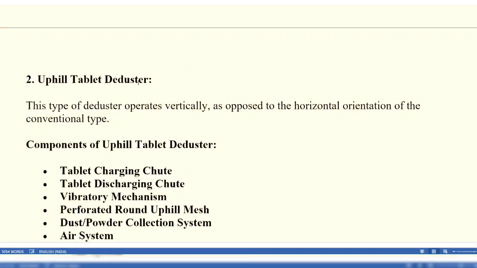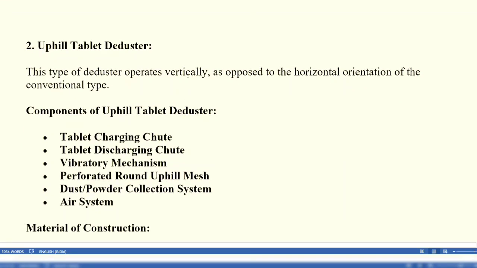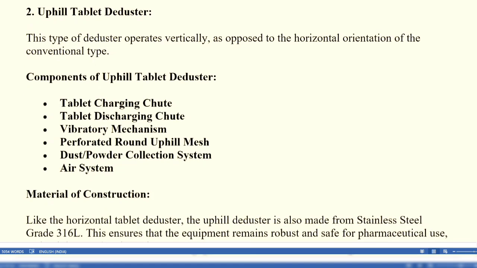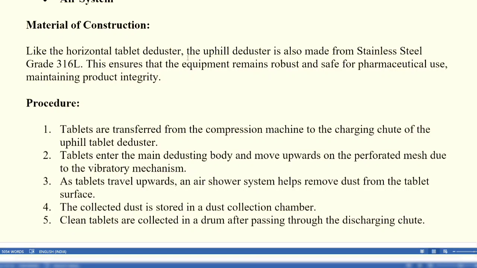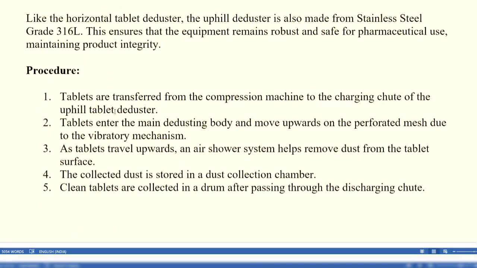Coming to the next, the uphill tablet deduster. This type of deduster operates vertically. The conventional one is horizontal, while this is uphill, or vertical, where tablets move from bottom to the top and fall into the container, moving through the perforated mesh. Components: tablet charging chute, tablet discharging chute, vibratory mechanism, perforated round uphill mesh, dust or powder collection system, and air system. Like the horizontal one, it is also made of stainless steel grade 316.